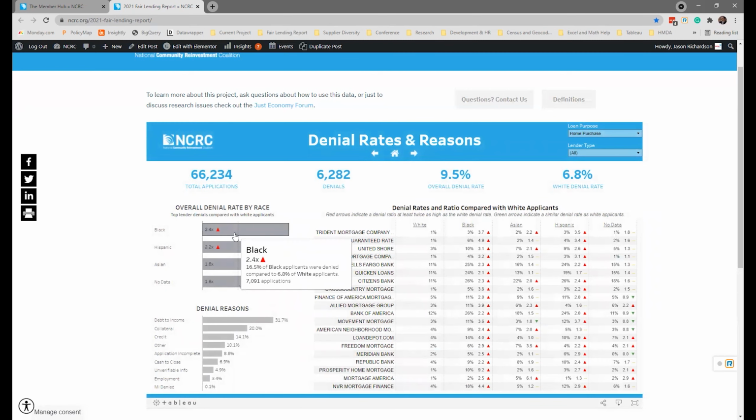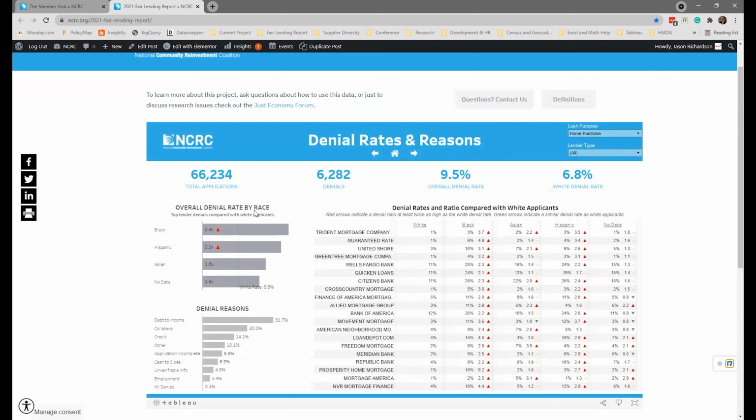And let's take a look at denial reasons. We're still on home purchase lending. This sheet is a little complicated, so I'm going to go through each section. Here we've got the total number of applications, denials, the overall denial rate, and the denial rate for white borrowers. And you're going to notice first off that there's usually a pretty decent gap there in the denial rates.